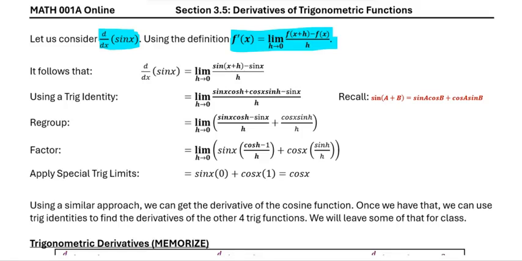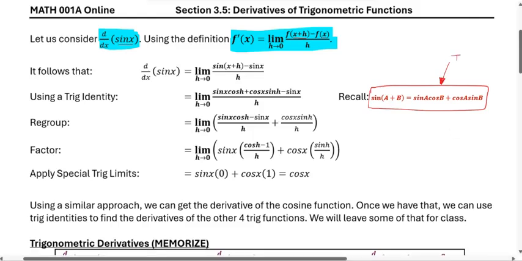If you use that, all you're really doing is plugging x plus h and x into the function sine x. So it probably follows that first line that you have: sine of x plus h minus sine of x over h. What you need is an identity that you may or may not have memorized from your pre-calc class, and that is the addition formula for the sine function: sine of a plus b is equal to sine a cosine b plus cosine a sine b. That won't be on the test, so don't freak out about that, but that's an identity from your trig class.